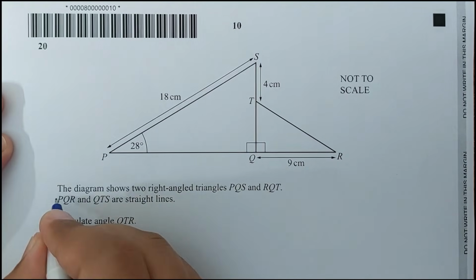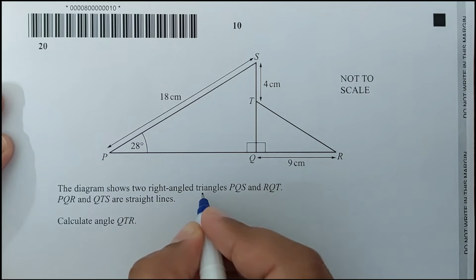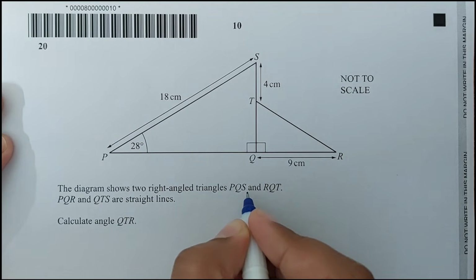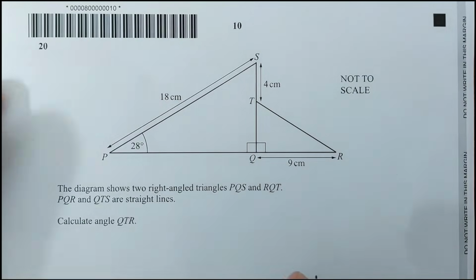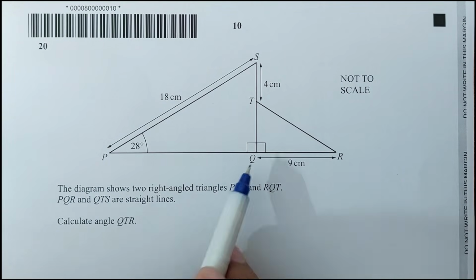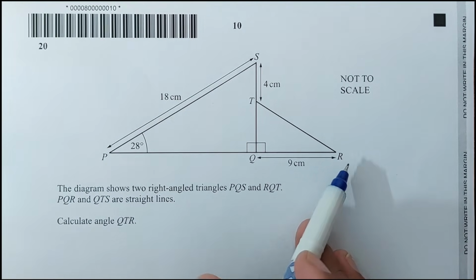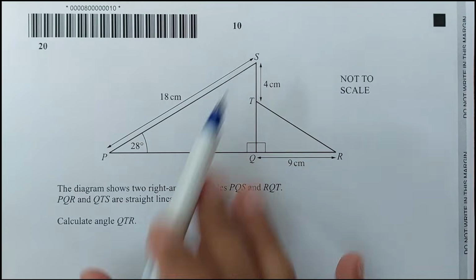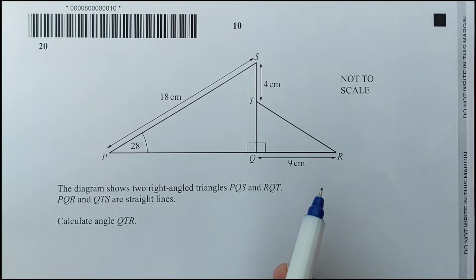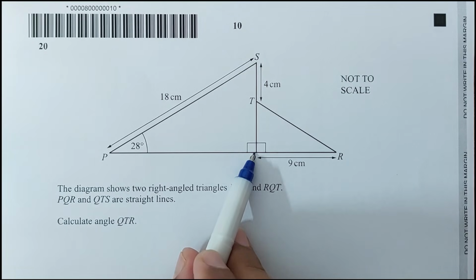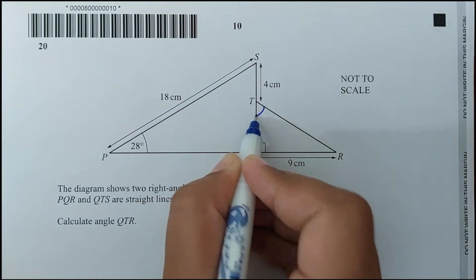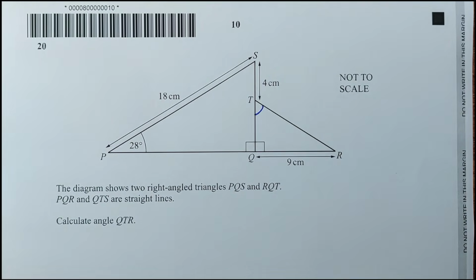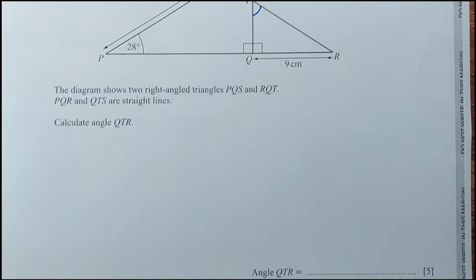Question number 20. The diagram shows two right angle triangles, PQS and RQT. PQR and QTS are straight lines. Calculate the angle QRT. This angle we have to calculate. It's a 5 marks question.